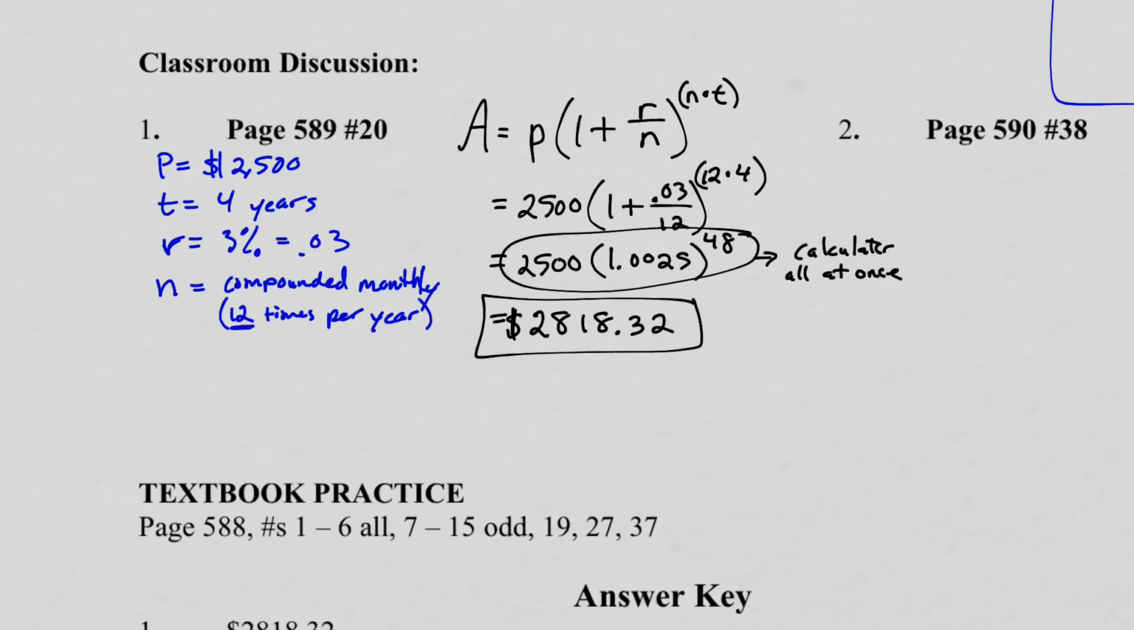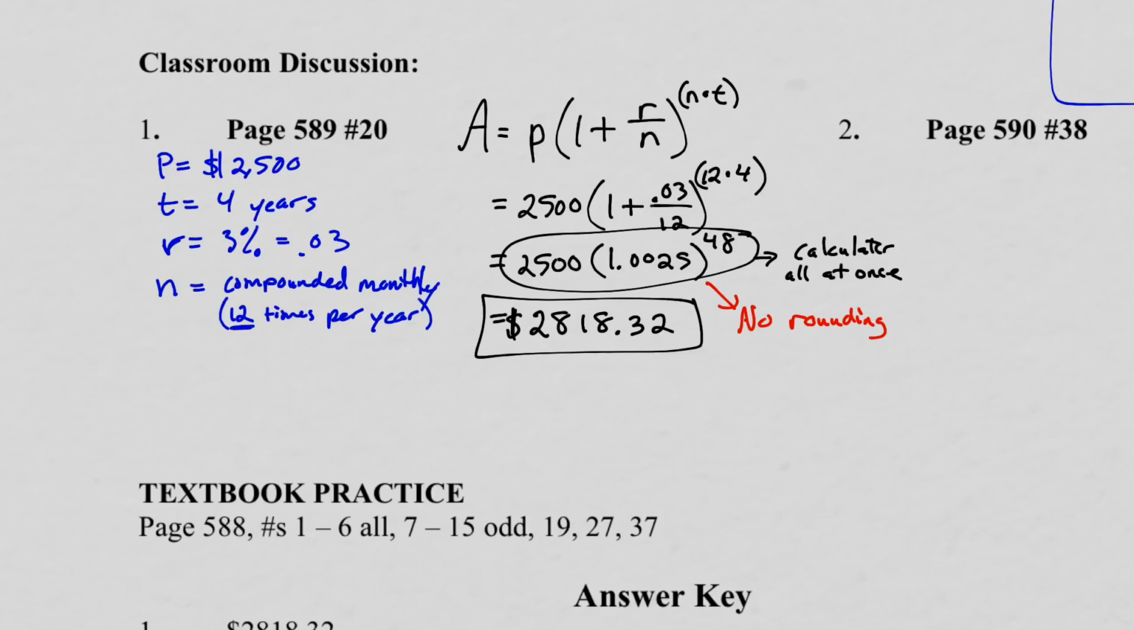If you round somewhere along the process, you will not get this exact cents, and my math lab will tell you that it's wrong. Okay, so no rounding in this part right here. If you round it, you're going to be off by a little bit. Okay, so this is compound interest.